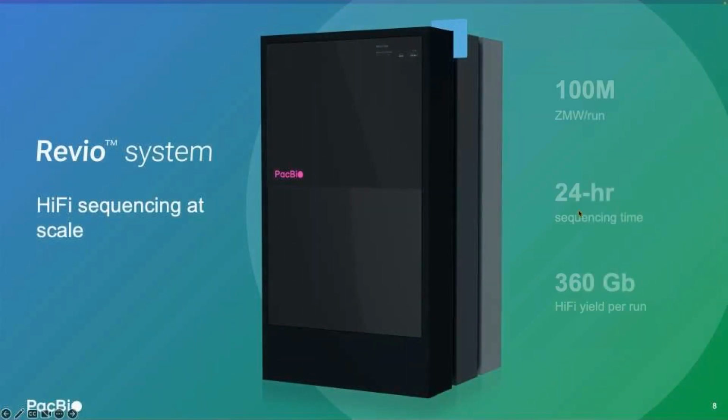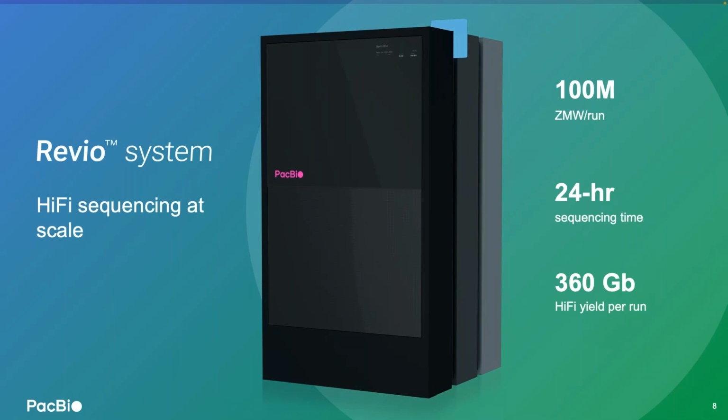And so I talked earlier about the Sequel IIe platform, which is our current platform available, but we recently just launched the Revio system, which is our new HiFi platform that actually just had the first instrument placed just a few weeks ago. And this has really given us HiFi sequencing at scale. So what I mean by that is it's now able to do 100 million ZMWs per run, compared to previously with the Sequel IIe, 8 million.